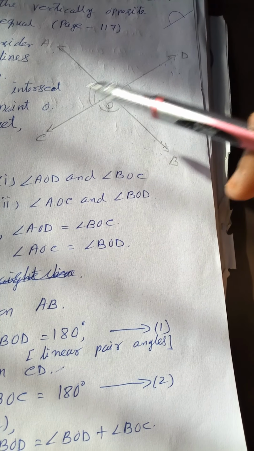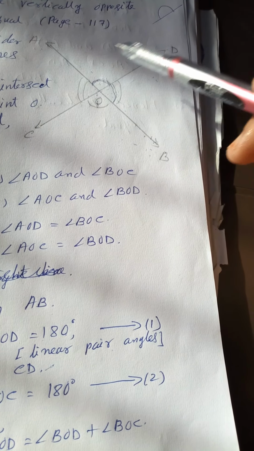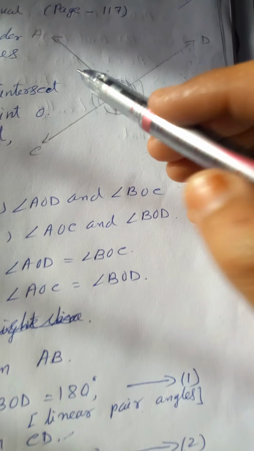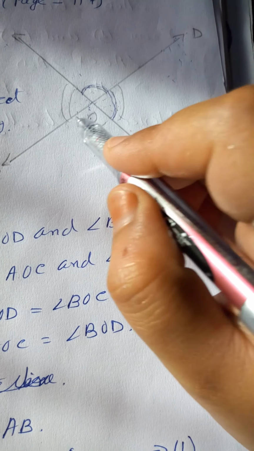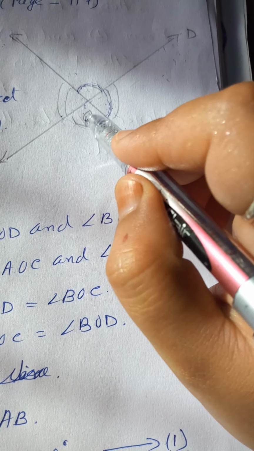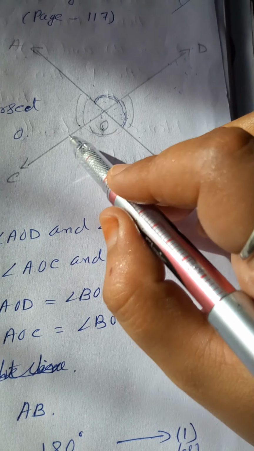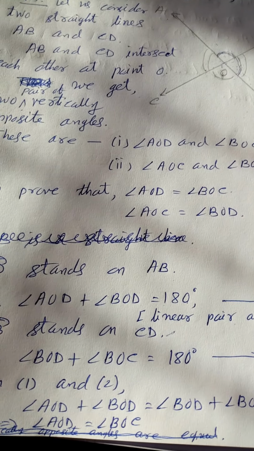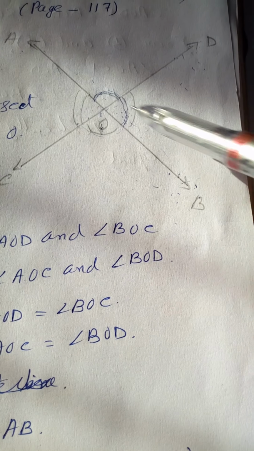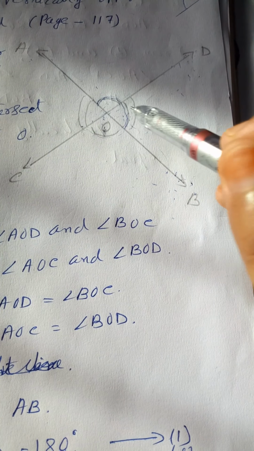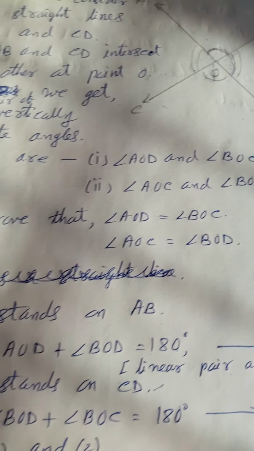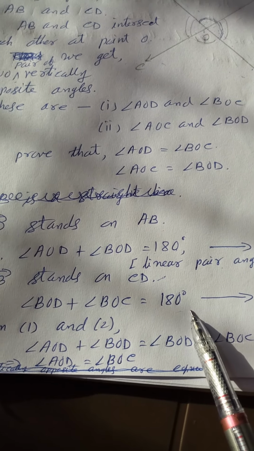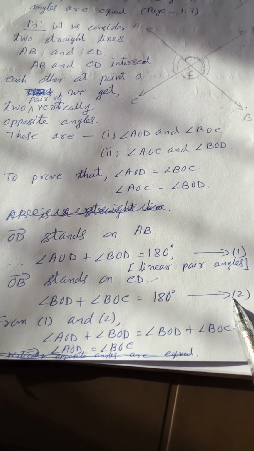OB stands on the line CD, that means angle BOD plus angle BOC. This angle plus this angle. These two angles sum is 180 degree because this one is forming a line CD. Okay, angle BOD plus angle BOC is equal to 180 degree. This is equation number 2.